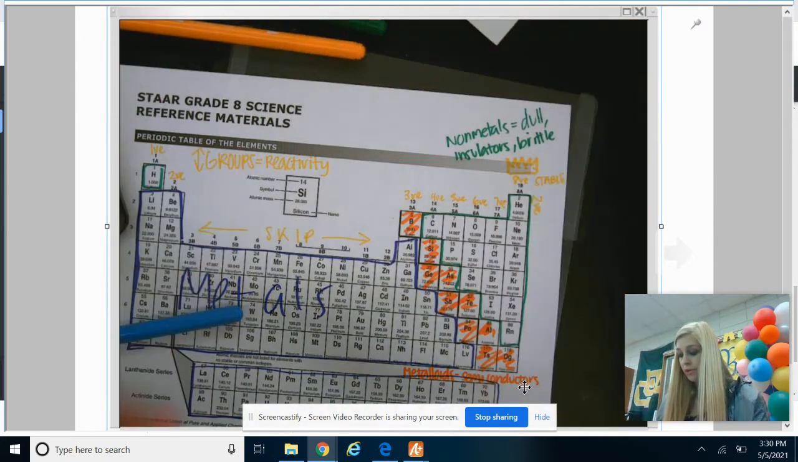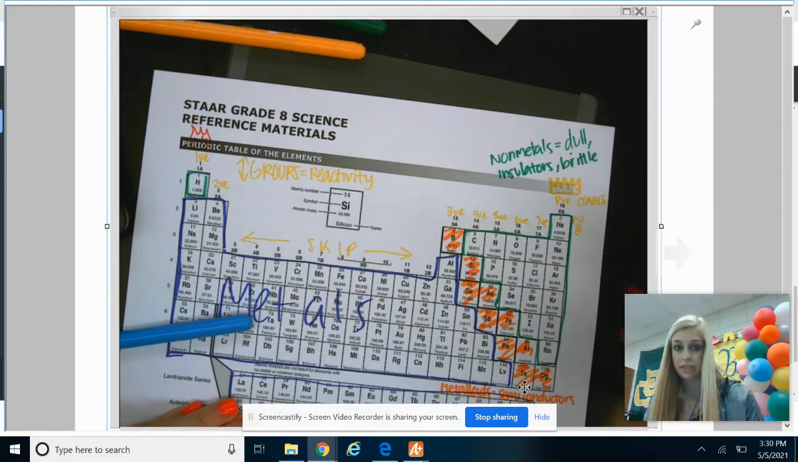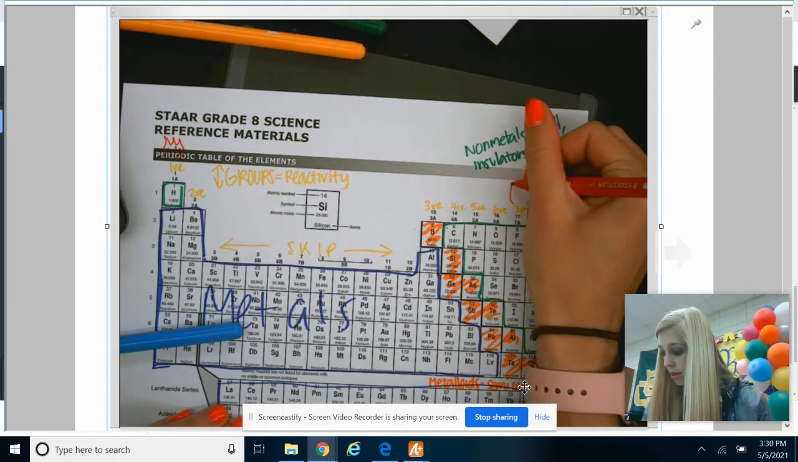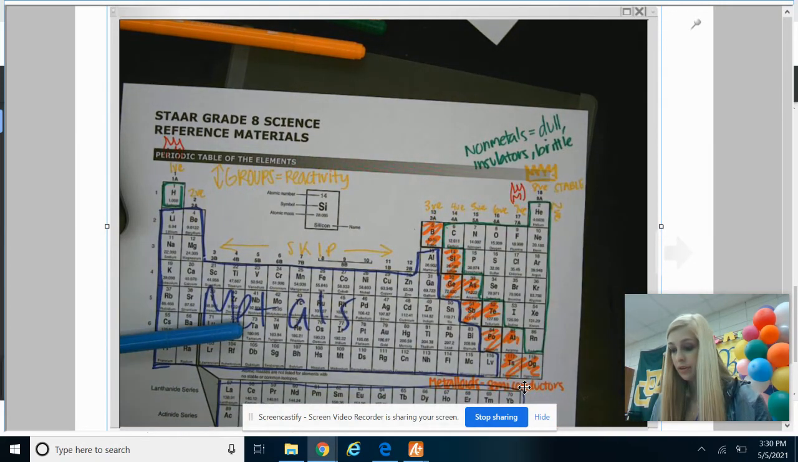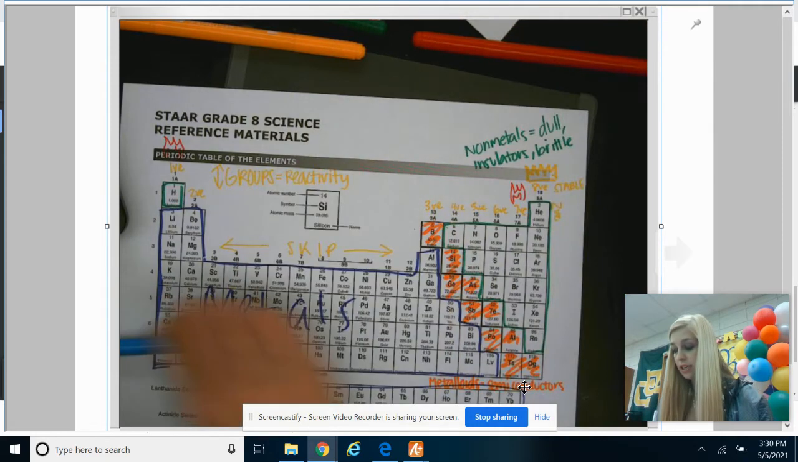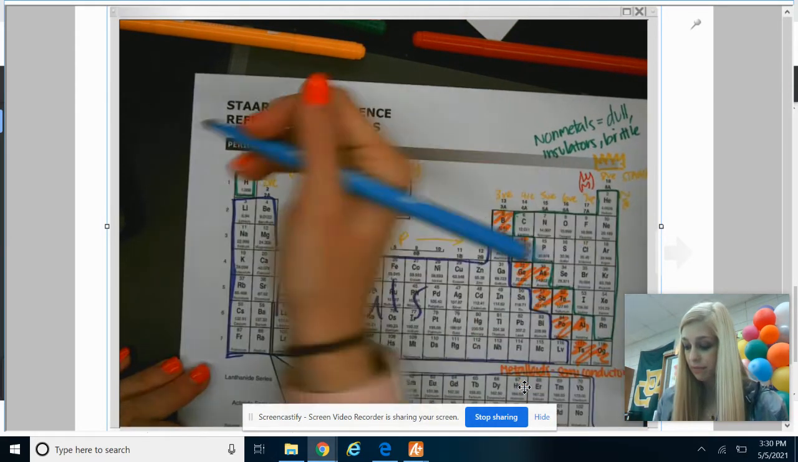Group 1 and group 17, we do our very best to draw them a fire flame. It's okay if it's not perfect. We are putting the fire flame because they are highly reactive. They're 1 valence electron away from being stable, so they're highly reactive.